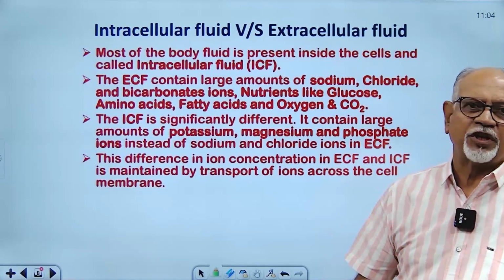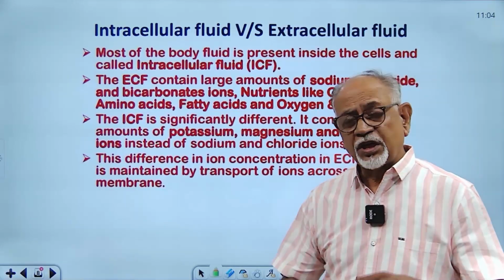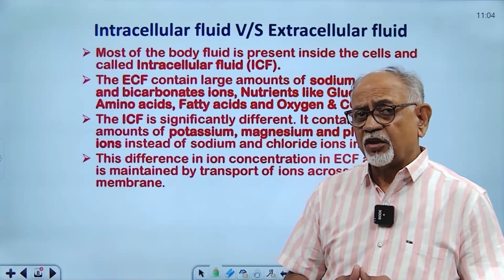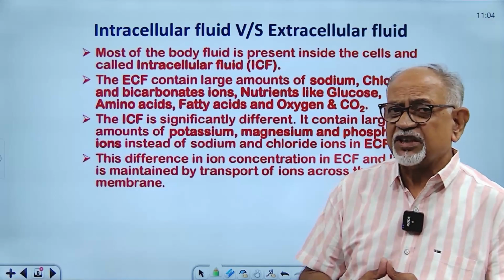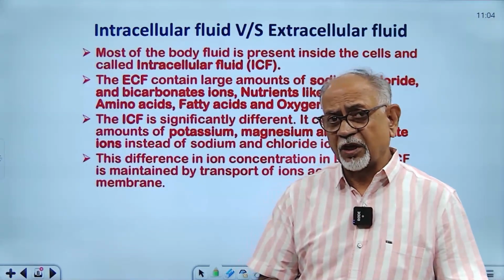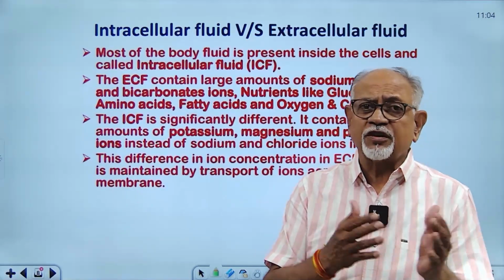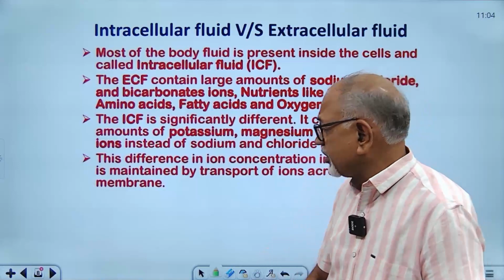and bicarbonates is there. This difference is necessary for maintenance of the biological nature of the cell membranes, and to permit the movement of materials across the cell membrane.